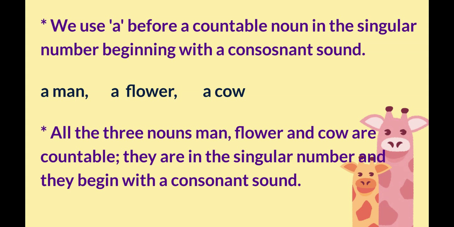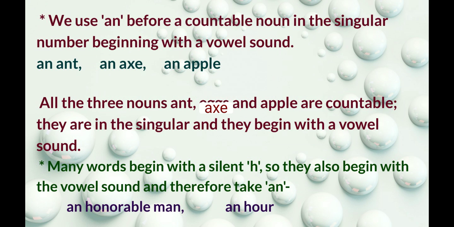So we have used a before these words. All the three nouns, man, flower and cow are countable also, and they are also in singular number, and they begin with a consonant sound. Now we use an before a countable noun in the singular number beginning with a vowel sound. You know which are vowels? A, E, I, O, U. Right? So let's see the examples.